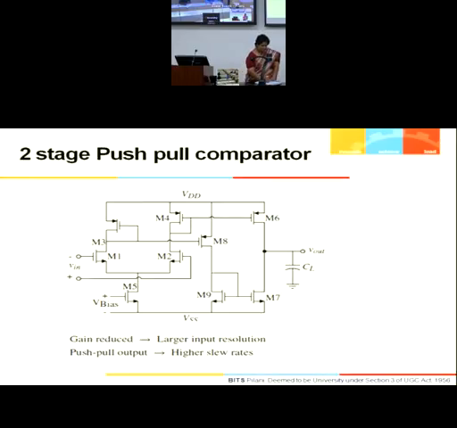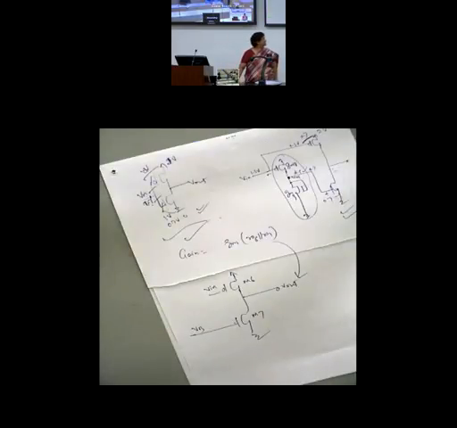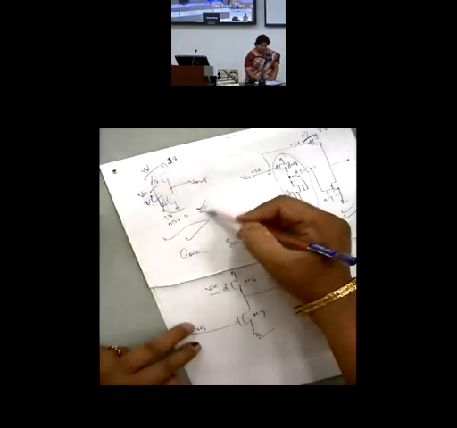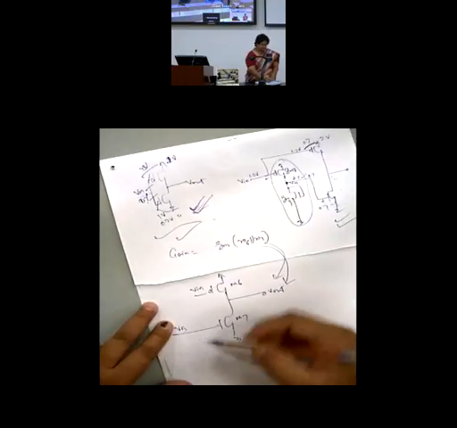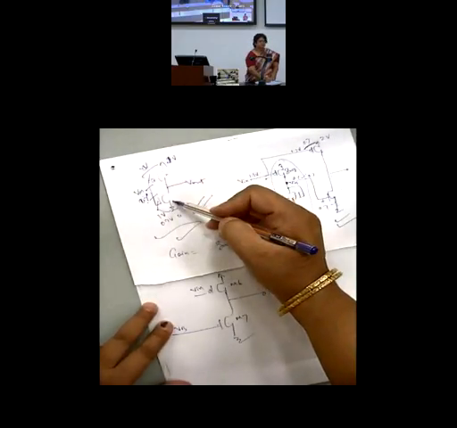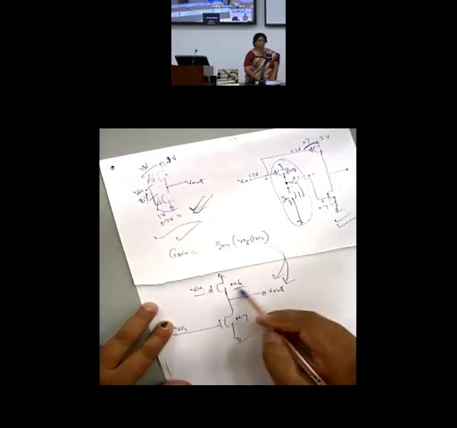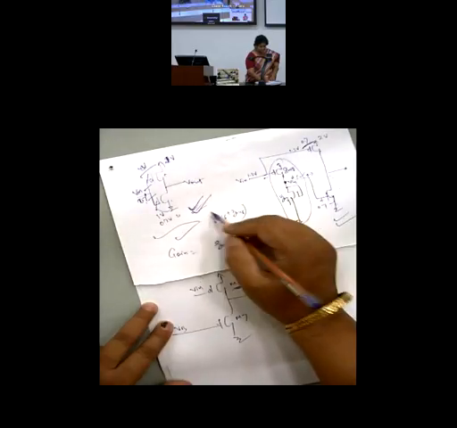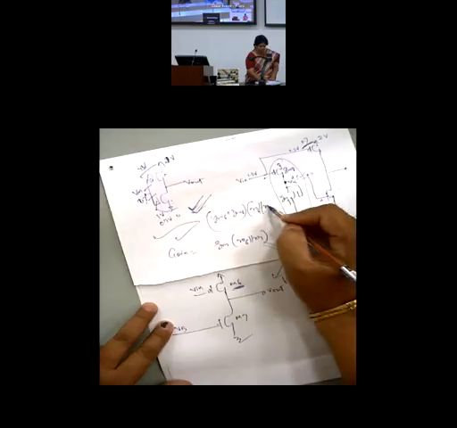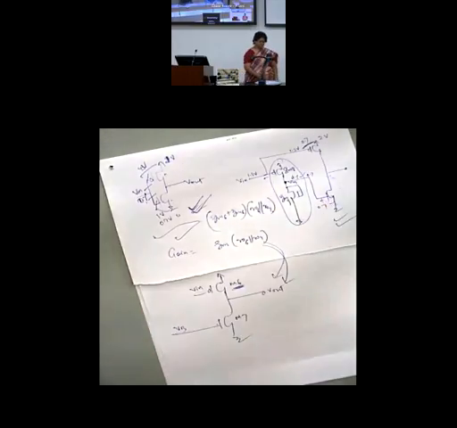What is the gain here? What is the gain for this? This is the gain for this structure. What is the gain here? Input goes to both. Here input goes to only M6. In this situation it would be gm6 plus gm7, times RO6 parallel RO7, with a negative sign.